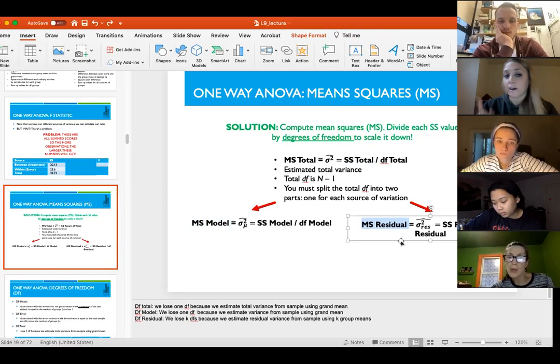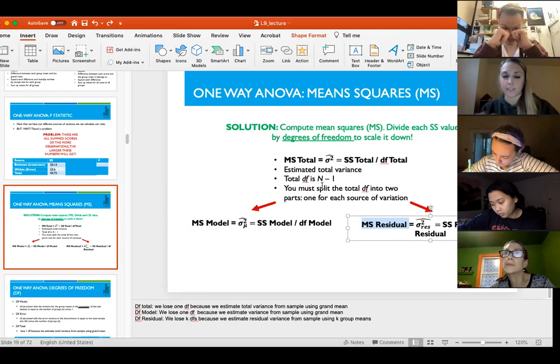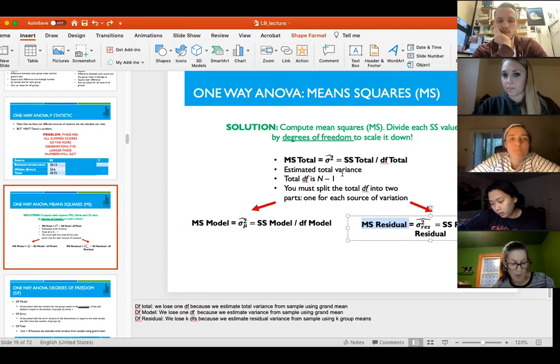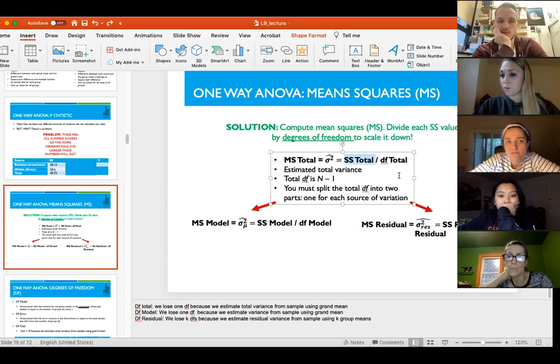But remember how we calculated each of these sums of squares. Different numbers of observations went into each calculation. Let's say we had 15 data points for this example: 3 groups, each with 5 data points. So we have 15. How many data points went into our sums of squares total?